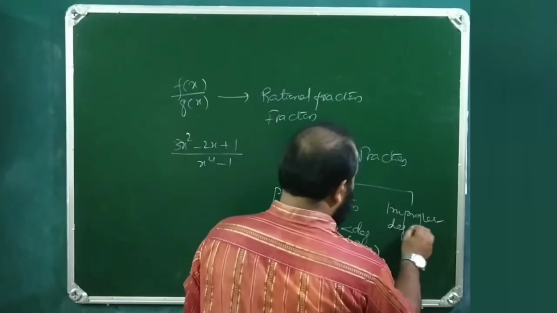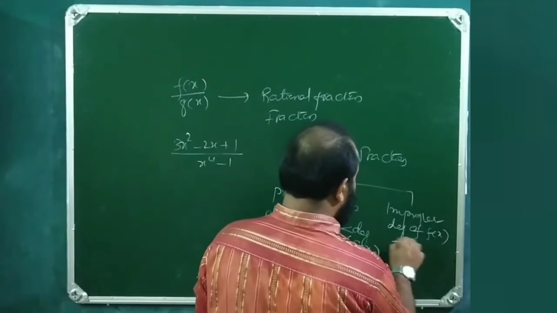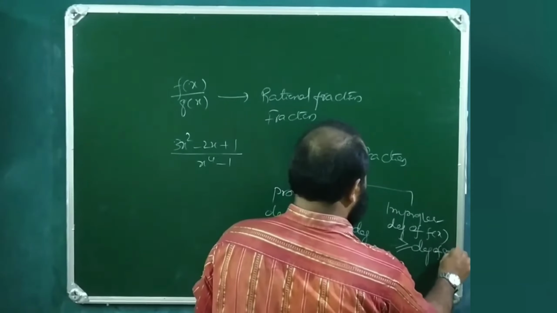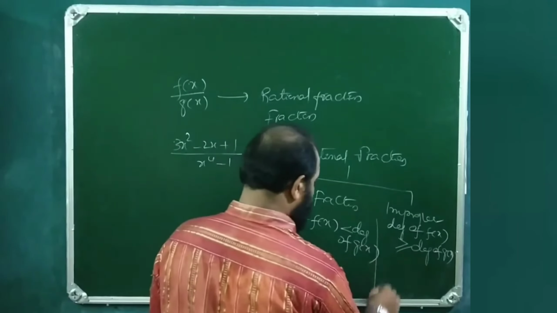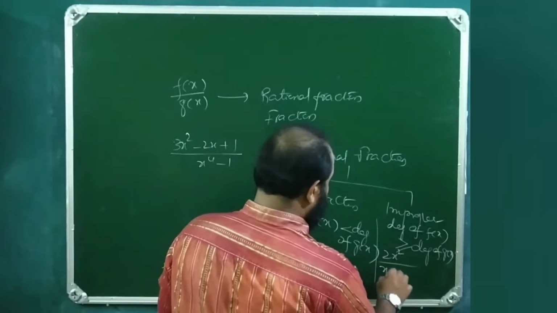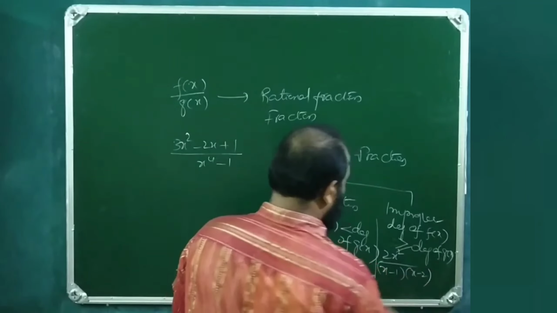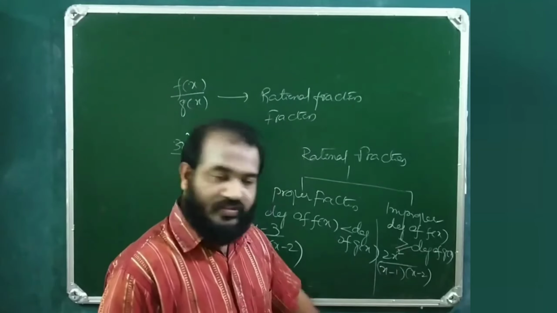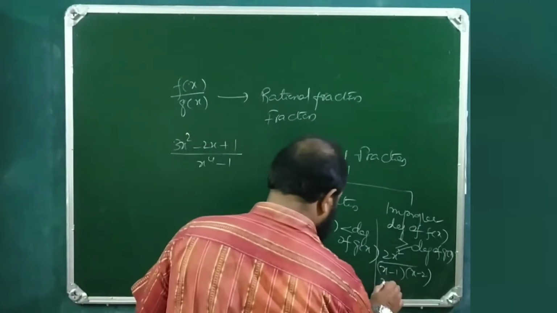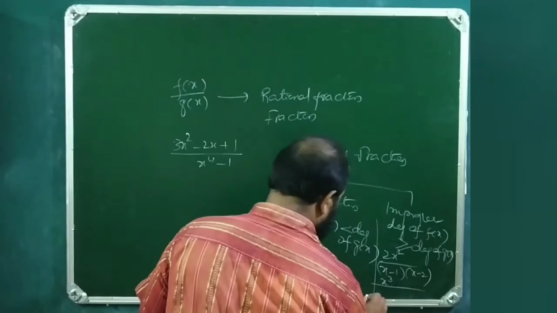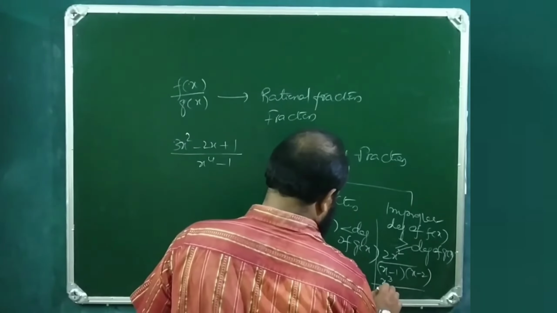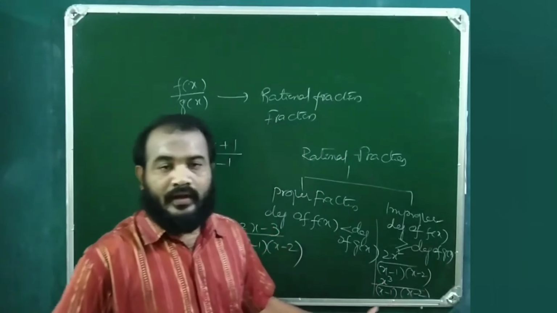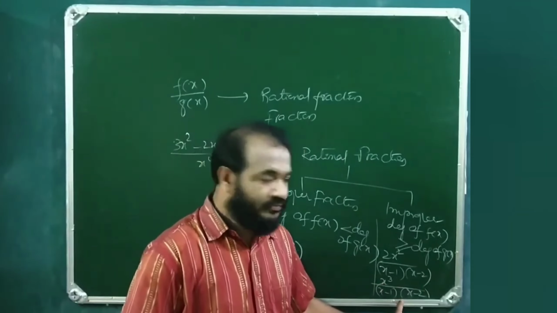Improper fraction: degree of f of x is greater than or equal to degree of g of x. The example for which is 2x square by x minus 1 into x minus 2. Here the degree of both numerator as well as denominator is the same, 2. Or even x cube by x minus 1 into x minus 2. So this is also an improper fraction.